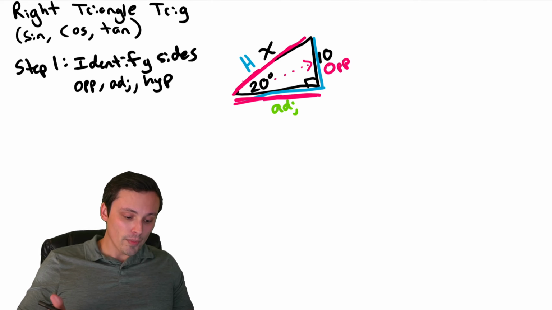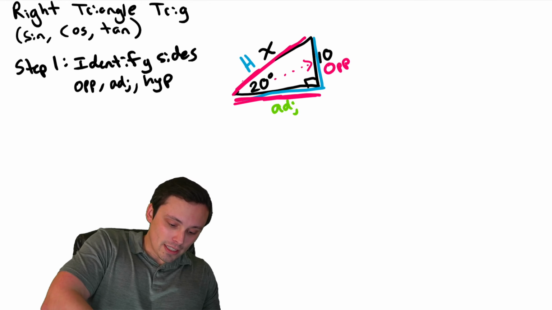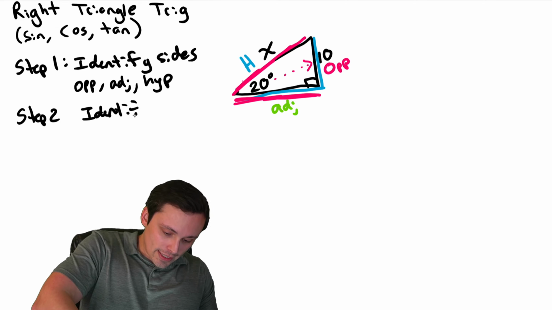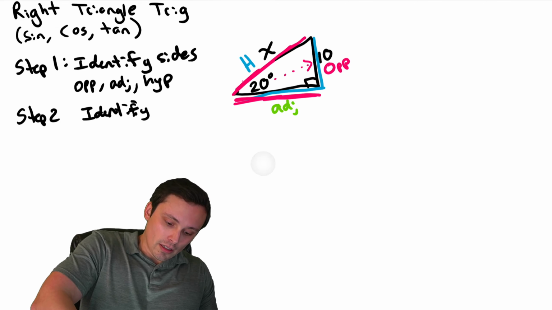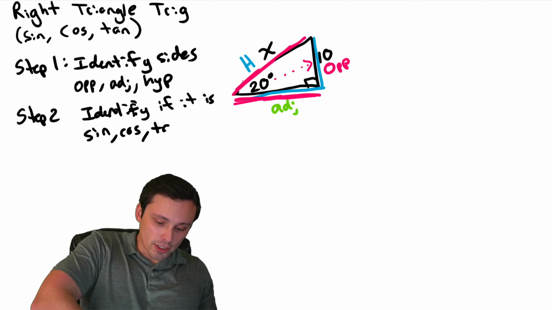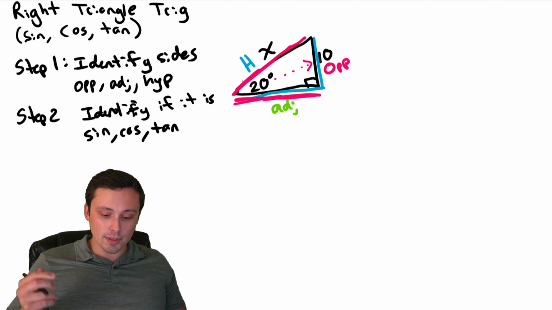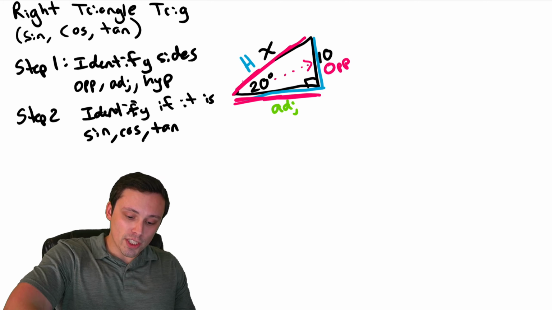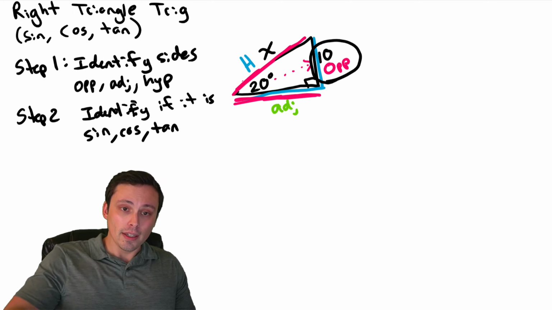Because now we just need to identify if it's sine, cosine, or tangent. So step two is identify if it is sine, cosine, or tangent in this problem. That is step two. How do you do that? Okay, well first, you have to figure out which side do you actually know. In this case, the side that we actually know is the opposite side.